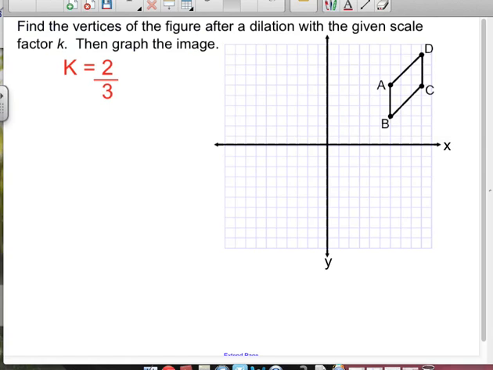Let's look at this guy. Find the vertices of the figure after a dilation with the given scale factor of k, and then graph the image. Oh, so here we go again. Now we have an original one to look at. Our scale factor is 2/3. So, I need to list my original ordered pairs for A, B, C, D.